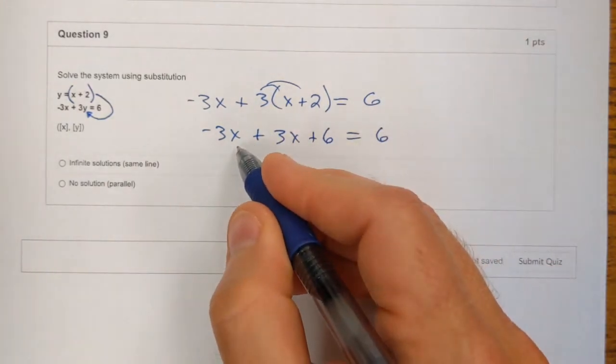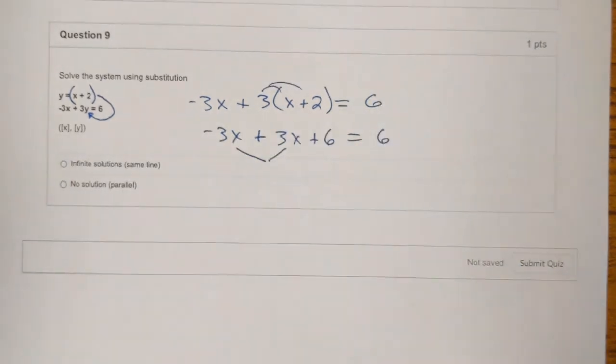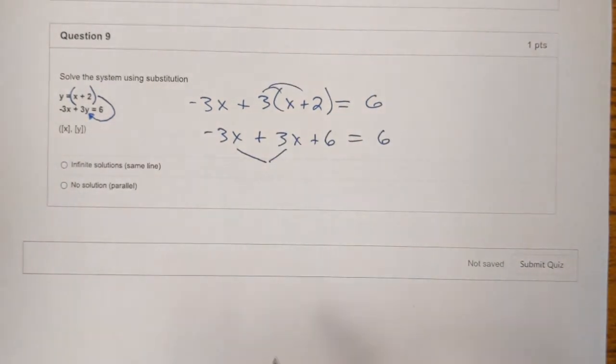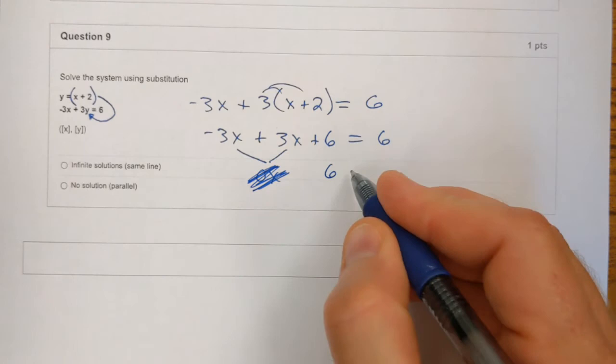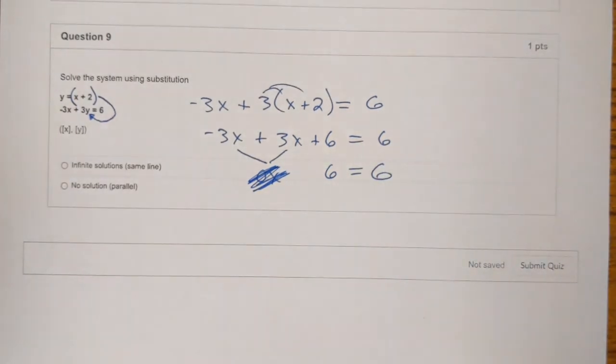And then when I combine like terms, something unique happens in this particular problem. Negative 3x plus 3x, that's a 0x. Or you could even say that that term has just vanished altogether. 0 times anything is just a 0 or nothing. Well, look at what I'm left with.